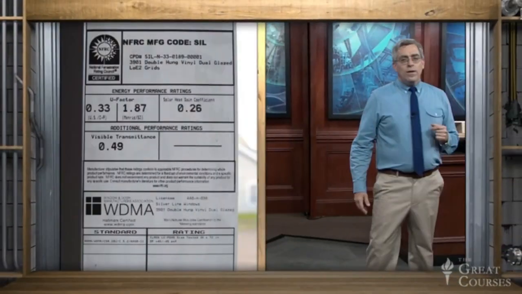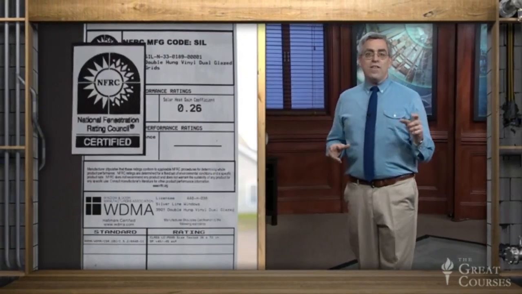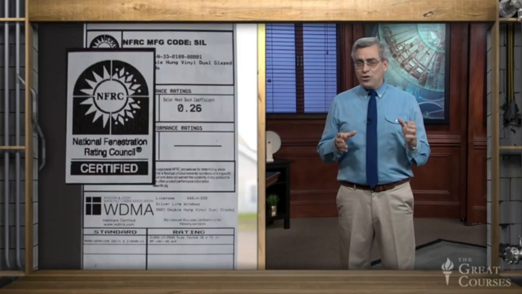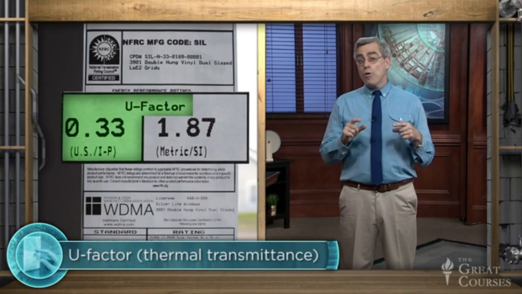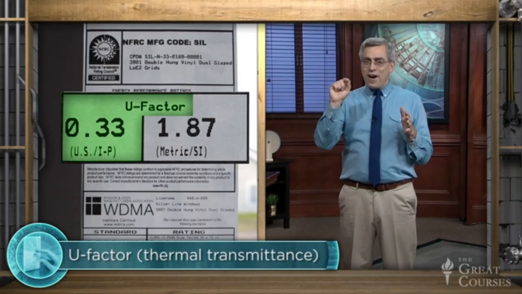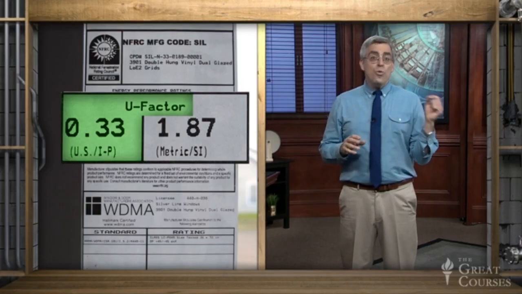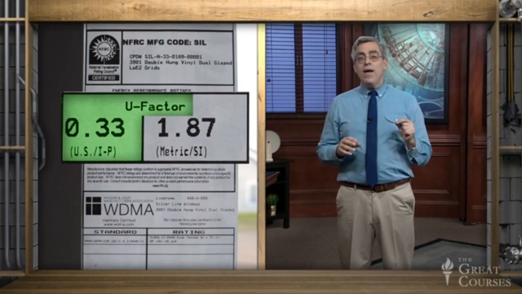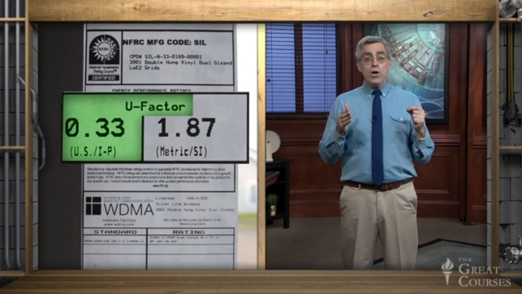When you go shopping for windows, look for this label bearing the official certification of the National Fenestration Rating Council. The most important piece of information on this label is this number called the U factor, or thermal transmittance. The U factor is actually just 1 divided by the R value. Thus, this particular window with U equal to 0.33 has a corresponding R value of 1 divided by 0.33 equals 3.0.